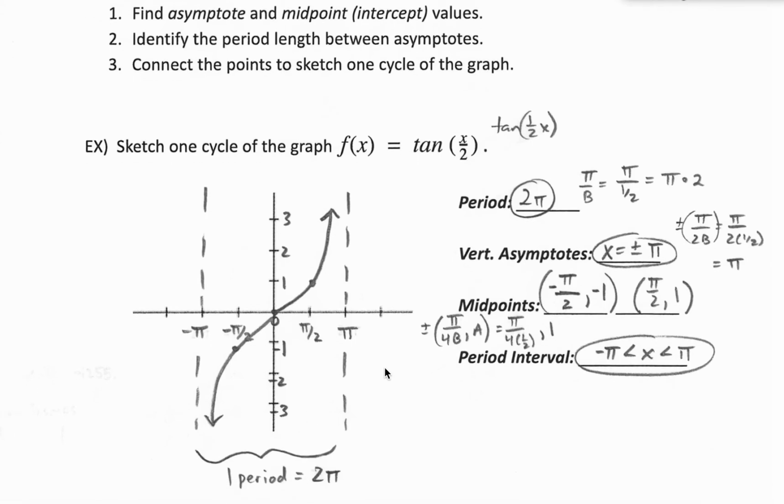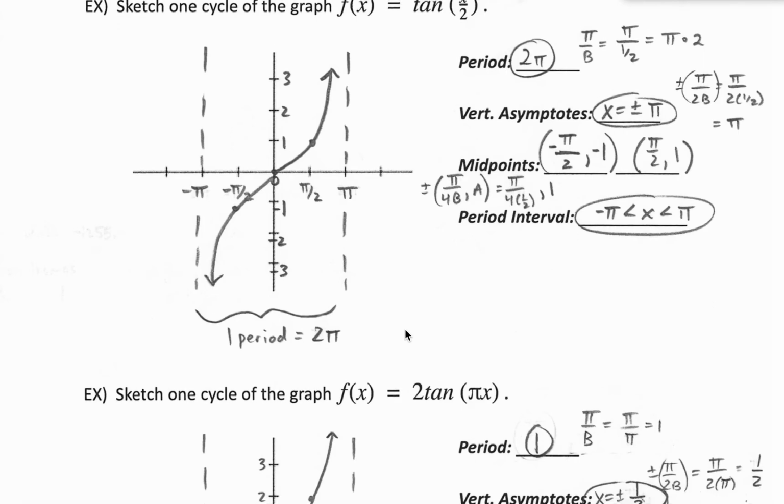You can see our period interval from one asymptote to the other was negative pi to pi. That is a length of 2 pi. Here's 1 pi there. Here's another pi. So that matches with our period length. And there's the graph of that tangent function.